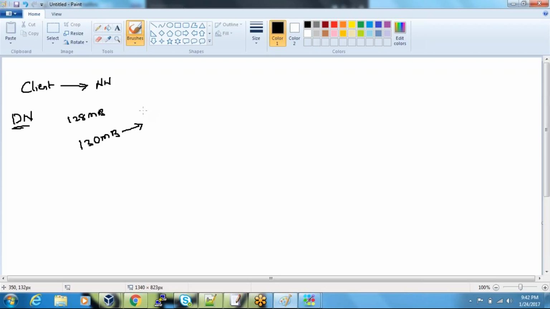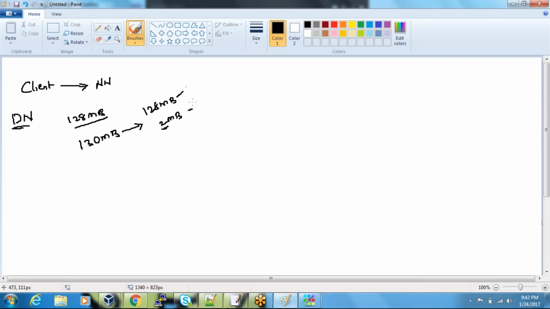Two blocks will be created. One is 128 MB, and the second one is 2 MB. So will it occupy the rest of the 126 MB? No, it will not. It will occupy only 2 MB of space. So for this block the size is 128 MB, and for this block the size is 2 MB only.